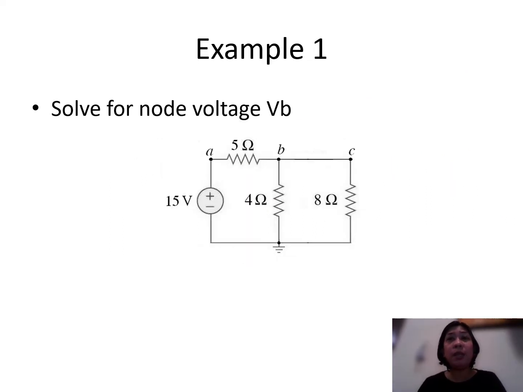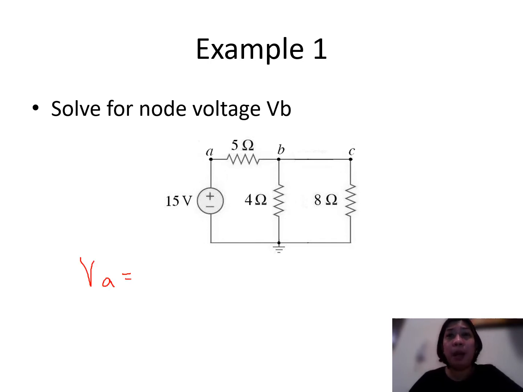Okay, so let's have an additional example here. So we have here our problem. We have to solve for voltage VB. So what do we have here? We have here our VA again. So let's have our VA here. So what is your VA?